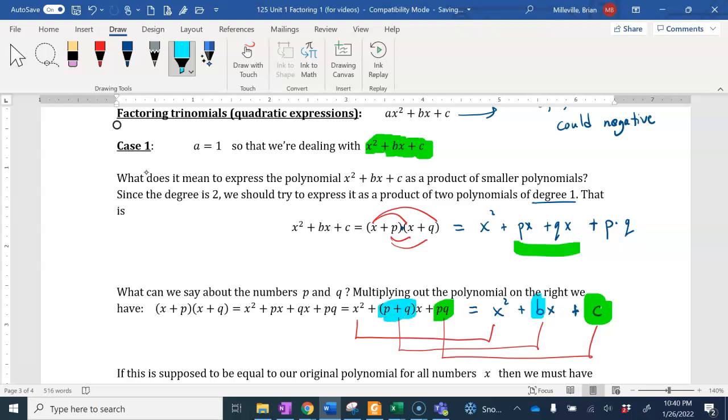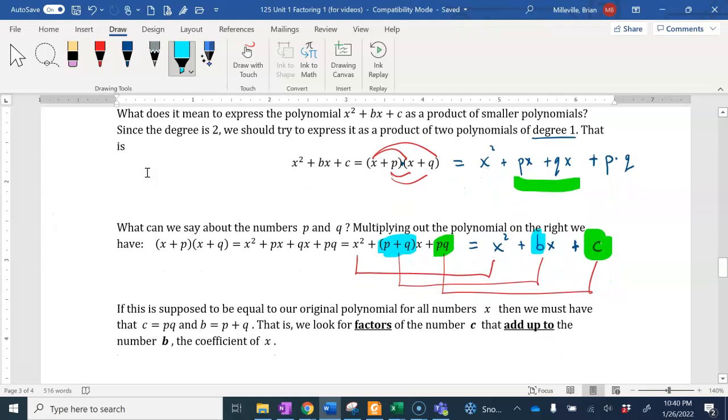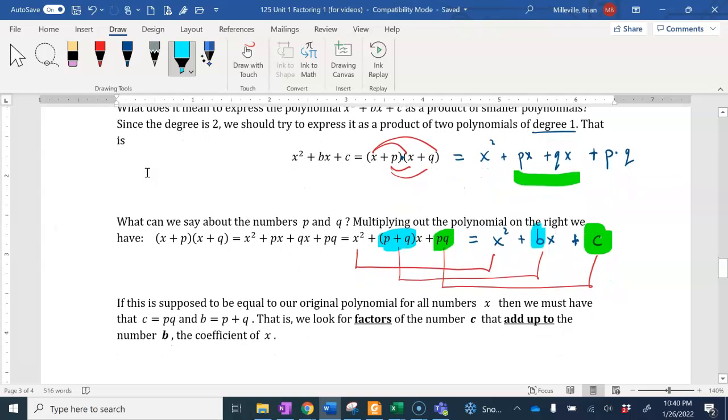And that is what we're going to be using to factor polynomials where the coefficient of the squared term is 1. We're going to be looking for numbers, as we have it typed here. We're going to be looking for factors of the constant, the number c, which is the constant term in our polynomial, that add up to the number b, which is the coefficient of x.